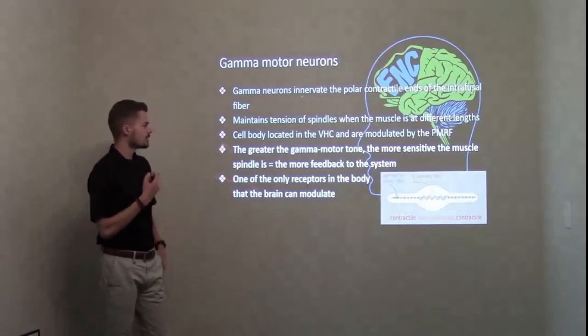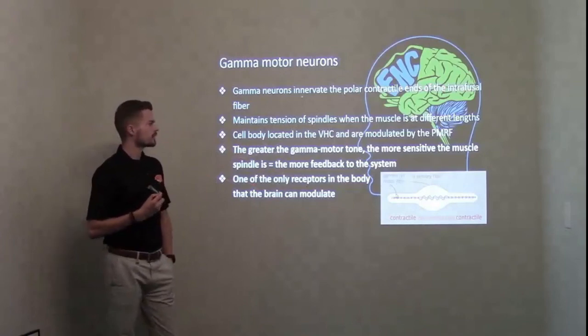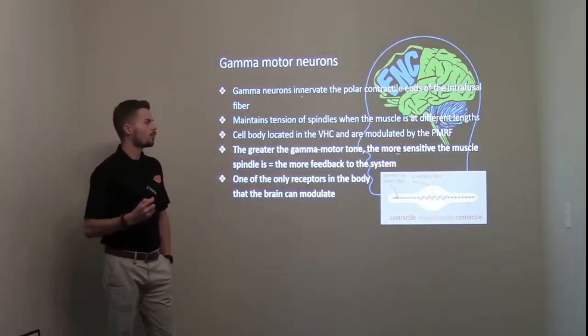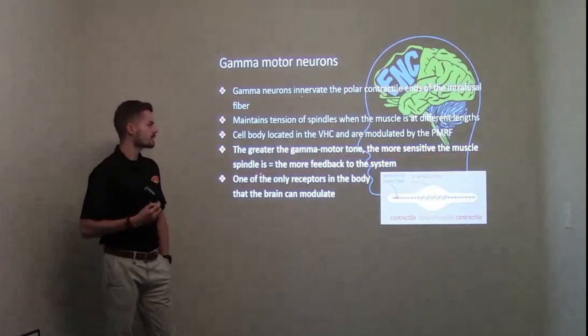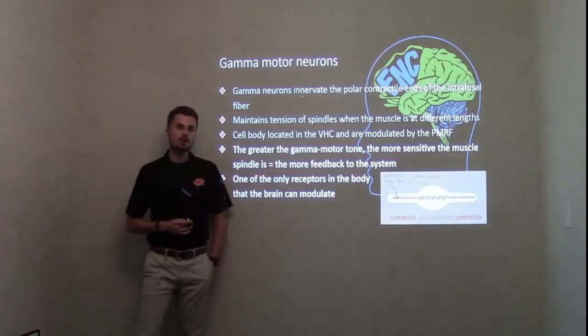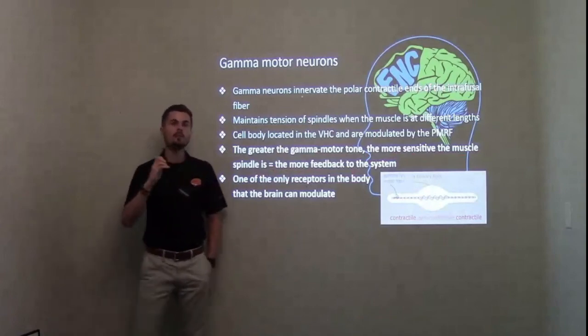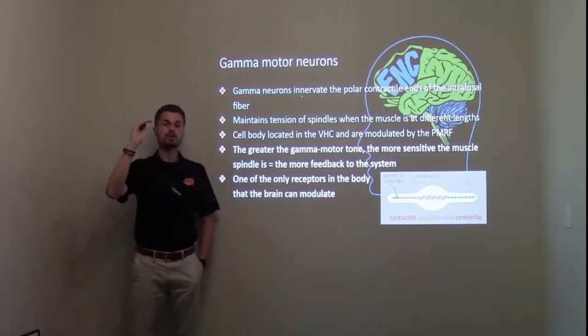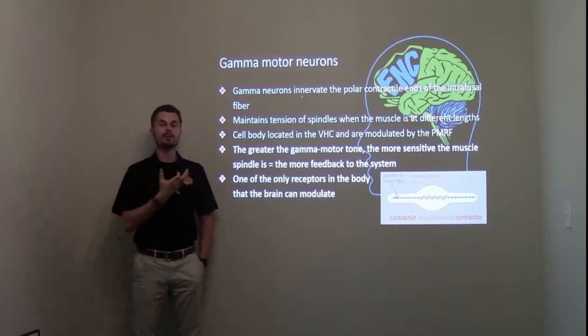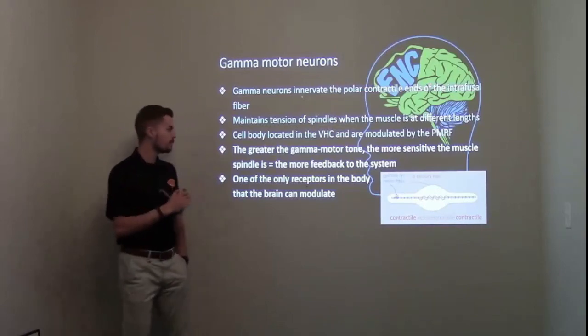So here's a really important concept. The greater the gamma motor tone, the more sensitive the muscle spindle is, equaling the more feedback to the system. So more gamma motor neuron activity, more sensitivity of those muscle spindles, more afferent information coming into your brain, letting you know where those muscles are in space and how fast you stretched those muscles. Okay, it's really, really important.